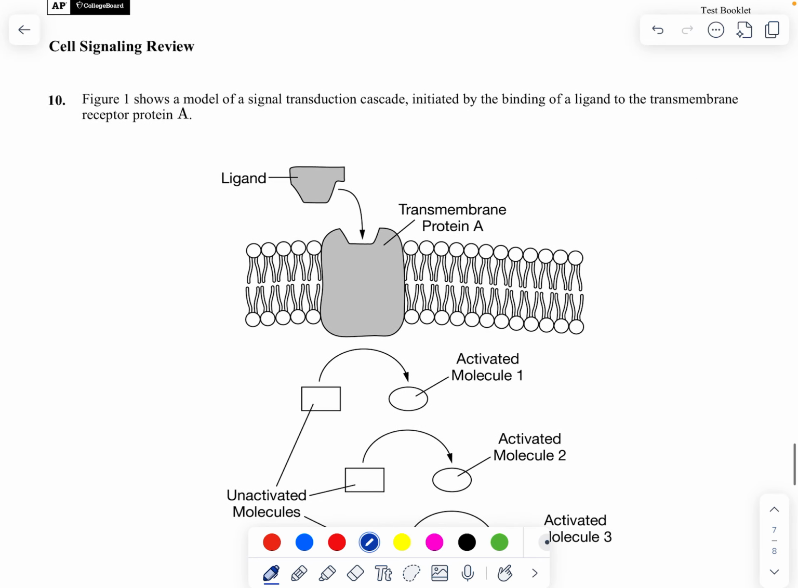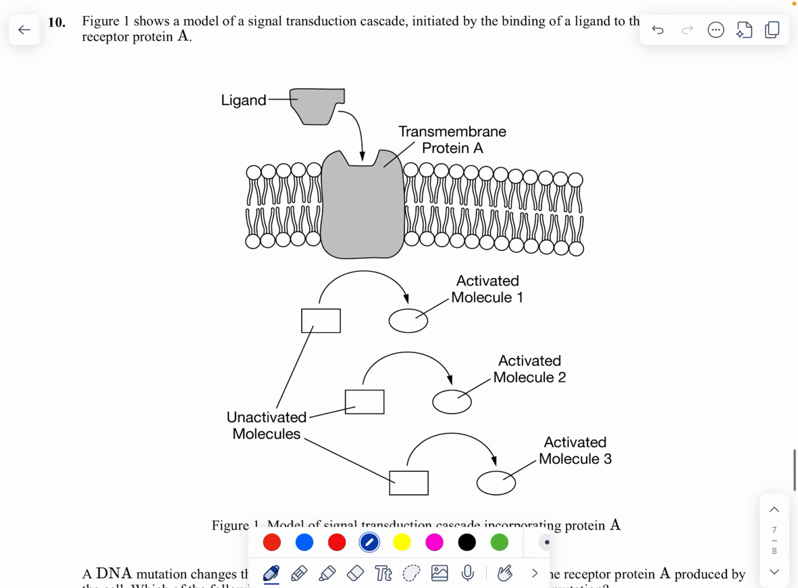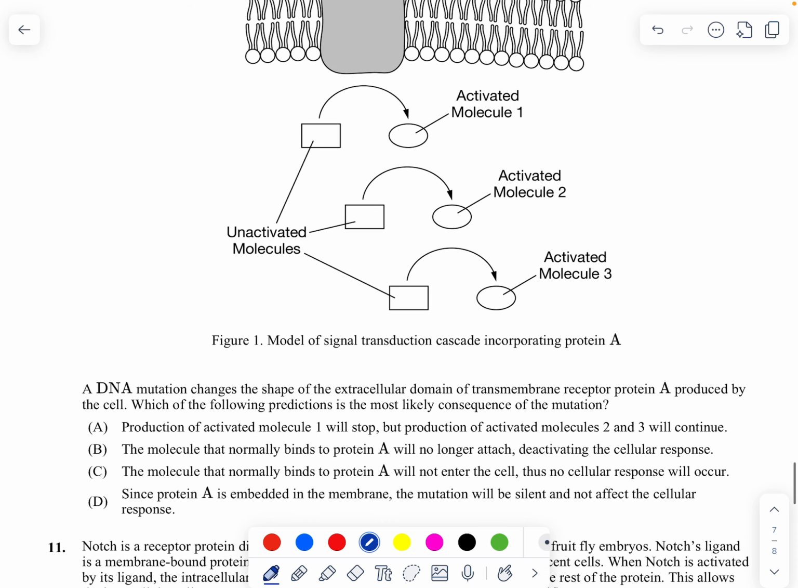Number 10. Signal transduction pathway. Here we go. Activated molecule, blah, blah, blah, blah. A DNA mutation. Look how many mutations they bring up. They'll do the same in May, right? This helps us all see. Do you know the concepts? You know how it works. Do you know what would happen if it's not working correctly or if something's changed, okay?